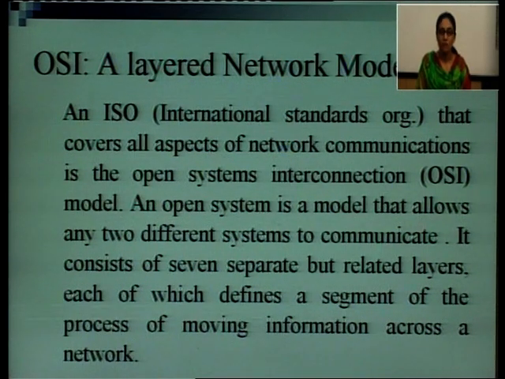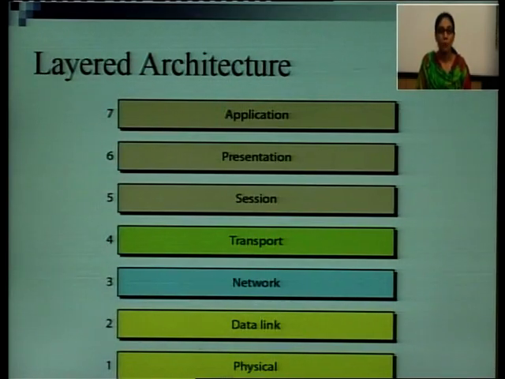In the OSI model, we have 7 separate layers, which are different but related to each other, and each of which defines a segment of the process of moving information across the network. These are the 7 layers of the OSI model, so it is called a layered architecture. The first layer is the physical layer, second is the data link layer, next is the network layer, then the transport layer, session layer, presentation layer, and application layer. These layers are different, but they are related to each other by using some interfaces or protocols. So these layers have their own responsibilities and perform their own work.